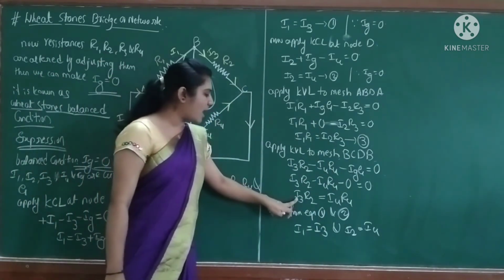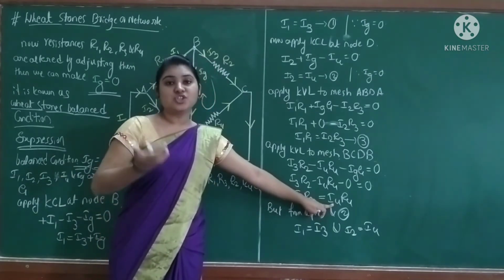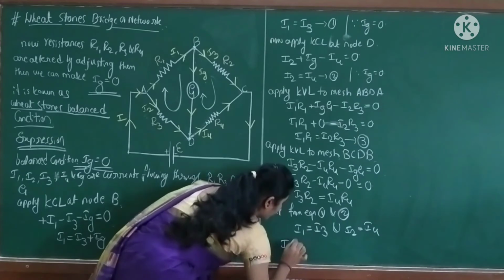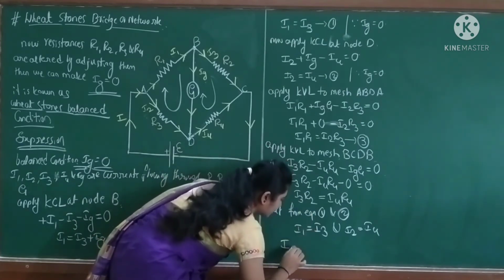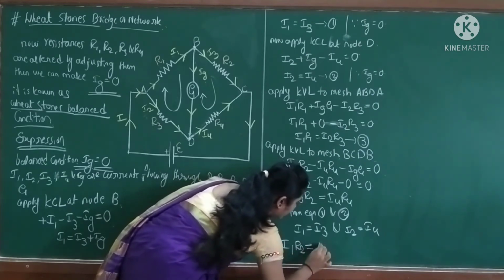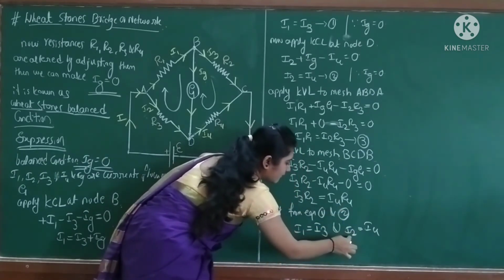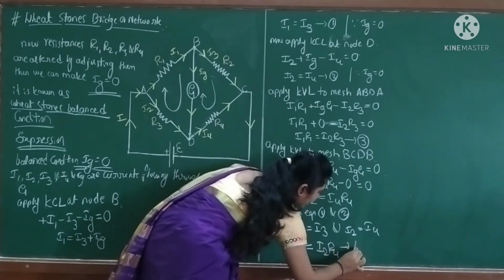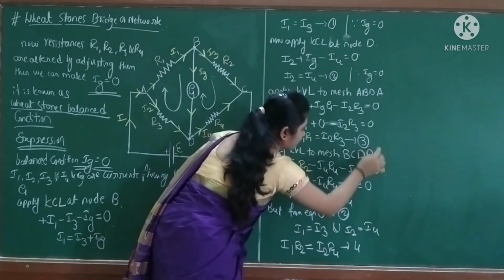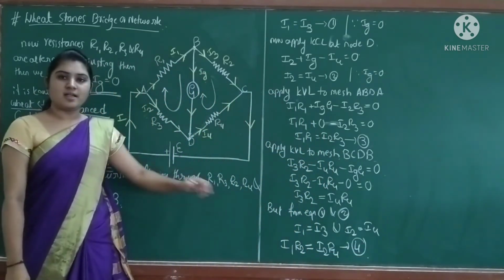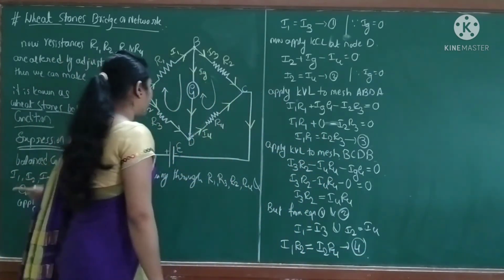So now we have to change the values of I3 and I4. So I will change here. In place of I3, I put I1. I1 R2 is equal to, in place of I4, it will become I2, then R4. So take it as equation number 3 and this is equation number 4. Correct? Yes. Now I will rub this.